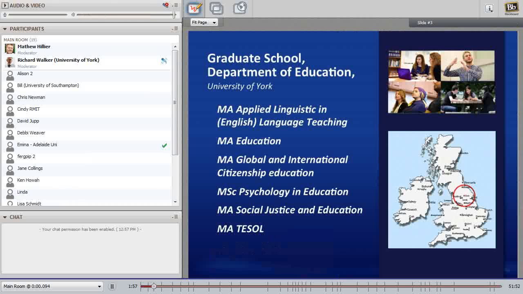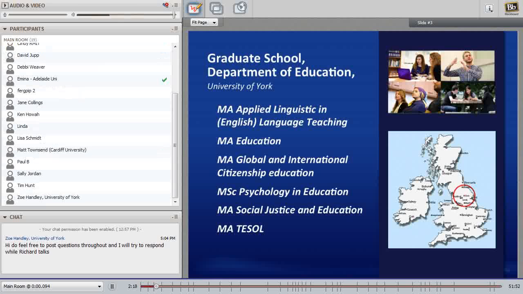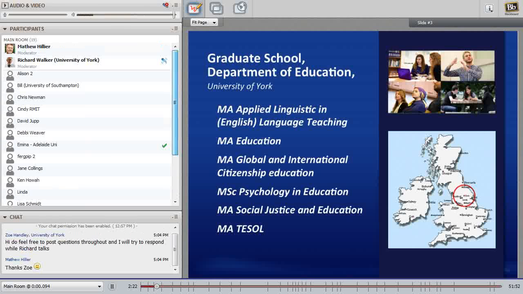Okay, so to start with, a few introductory comments about us and our research. The research that we're going to present today was based in the Graduate School and the Department of Education at the university. York, for those that have not visited us, is roughly 200 miles north of London, 2 hours by train, and we're a university of 16,000 students. So for the UK, that's sort of medium-sized. For Australia, it's a small university.